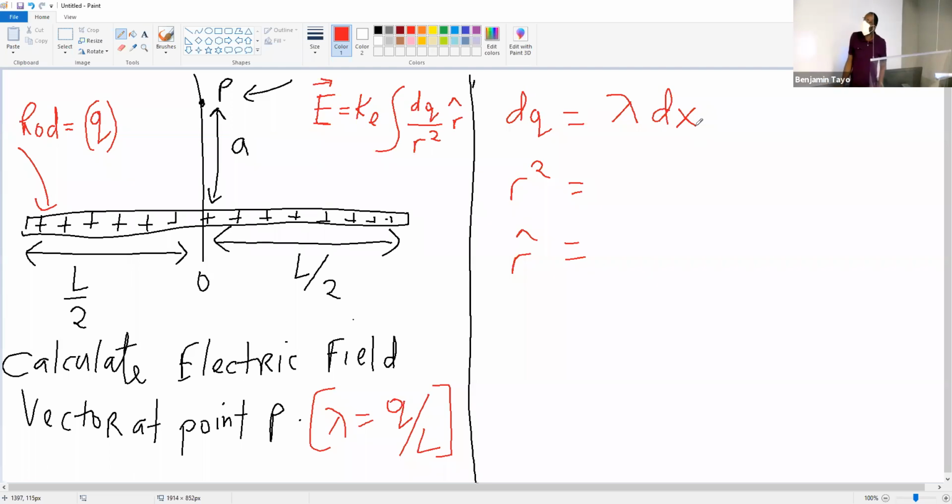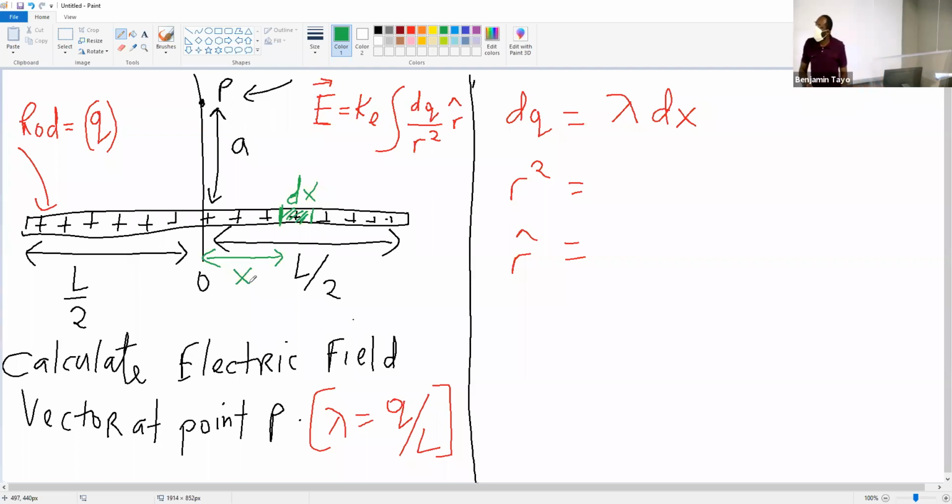Now the second part is to get the distance r squared. Now what distance are we talking about here? The distance that we're talking about here is this distance. So let's make a small element here from calculus. Let's say that this is the x. If this is the x, then the distance from here to here is x. Does everyone agree with that?